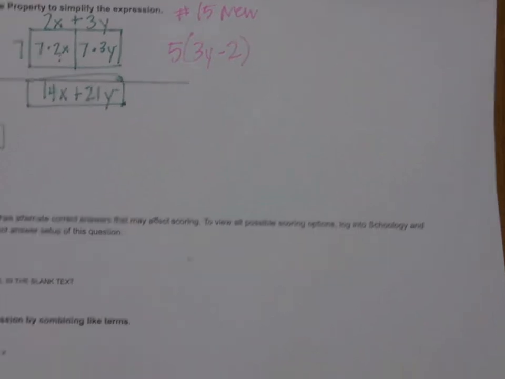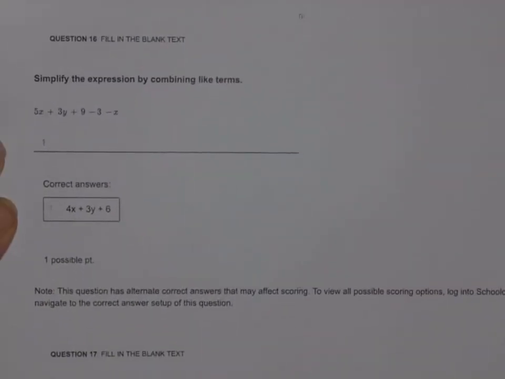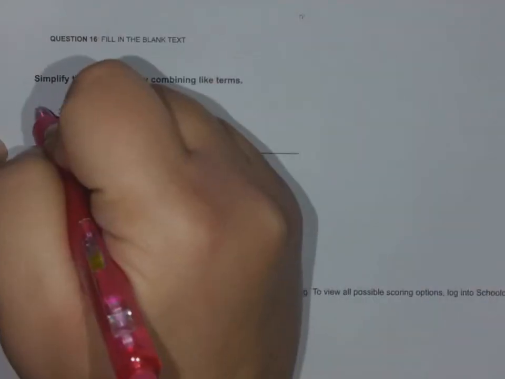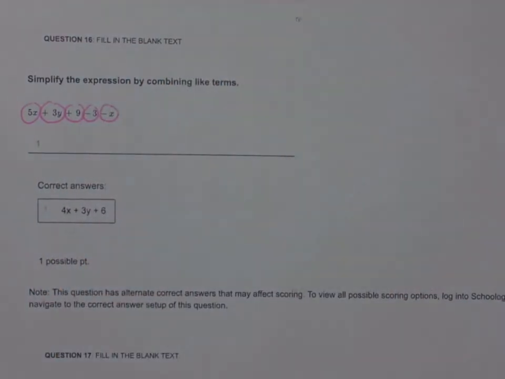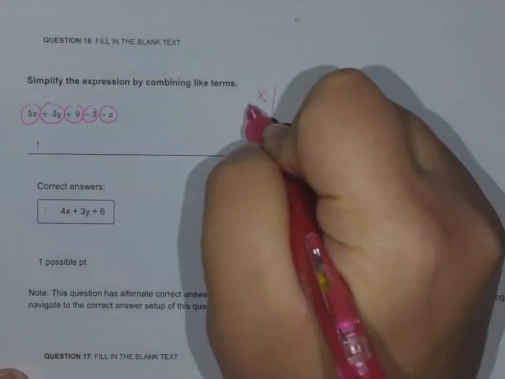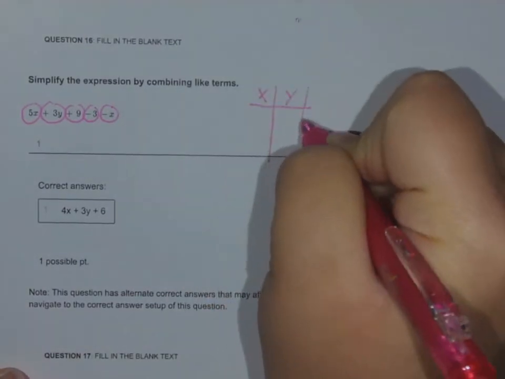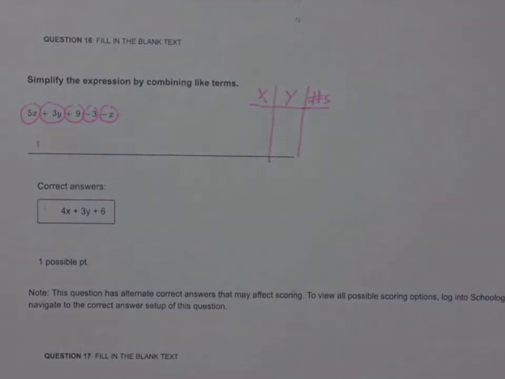Okay, number 16 is simplifying the expression by combining like terms. So this is when we first circle all of the terms that we have, quite a few on this example, and then we're going to separate them into families or groups. On this, we have the x's, I can see, and there's a y, and we have numbers. So this time you actually have 3 different families or terms that go in different groups.